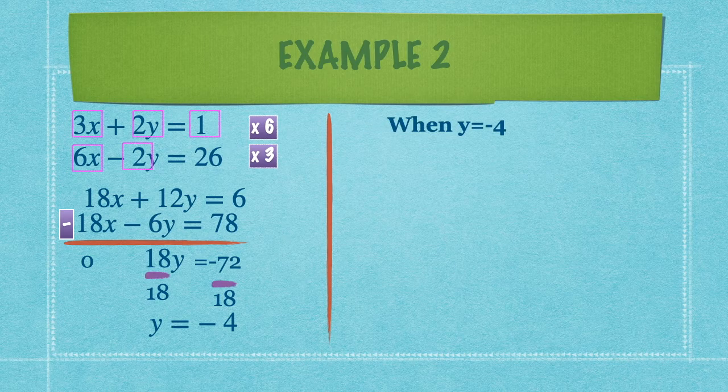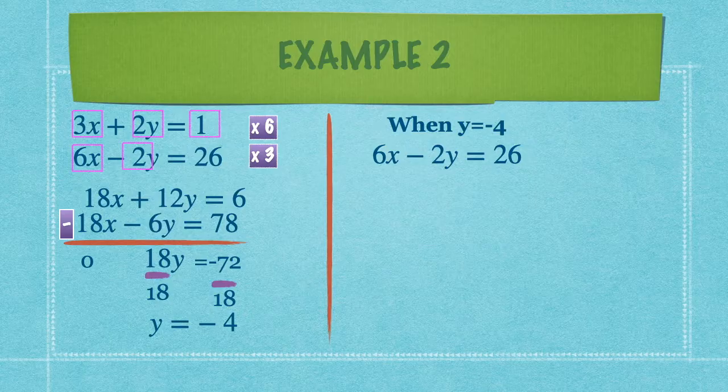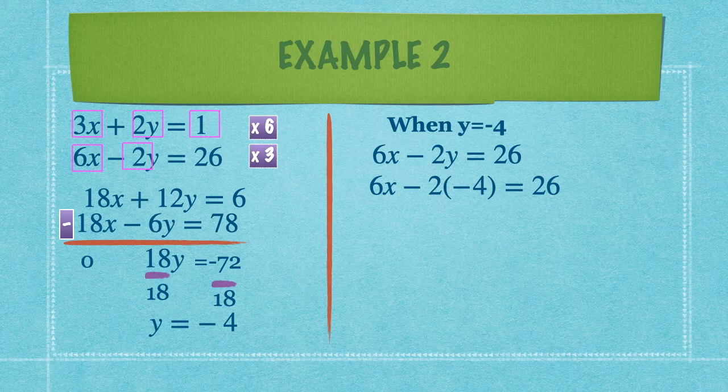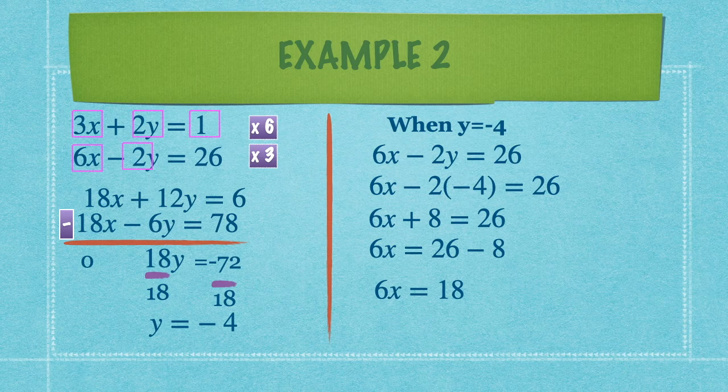Now, having the negative 4, we can substitute in either equation 1 or 2. I'm choosing 2 since in the previous example I chose equation 1. So replace y to be negative 4. We have negative 2 times negative 4, that's positive 8. And carry over the 8, so we have negative 8. And then 26 minus 8, that's 18.